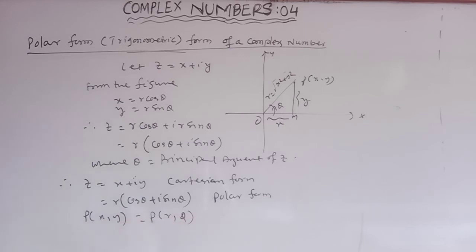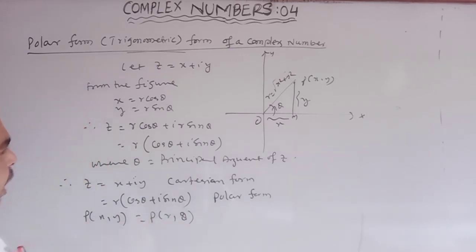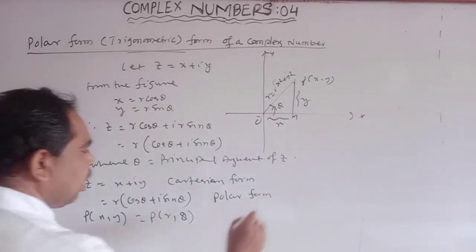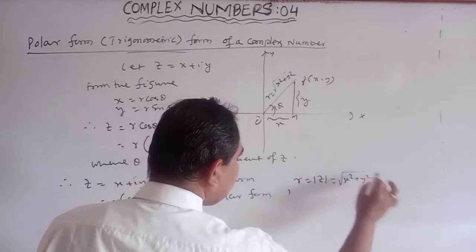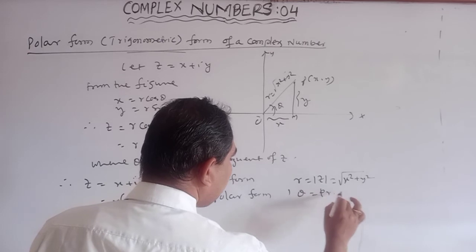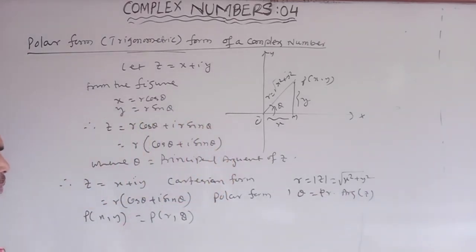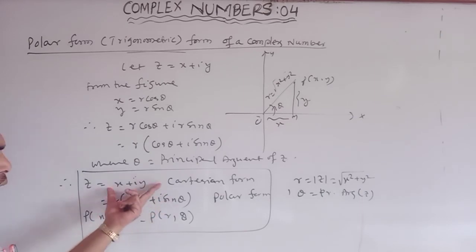Okay, so r and theta are known as, what is theta? Theta is equal to the principal argument of z, and r is equal to the length OP, that is mod of z. r is equal to mod of z is equal to root x square plus y square. Theta is equal to the principal argument of z. Okay, so this is called the polar form. So remember this, this is the polar form, this is the Cartesian form. Okay.